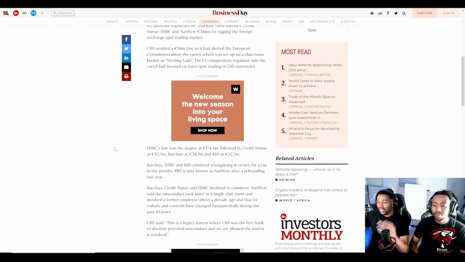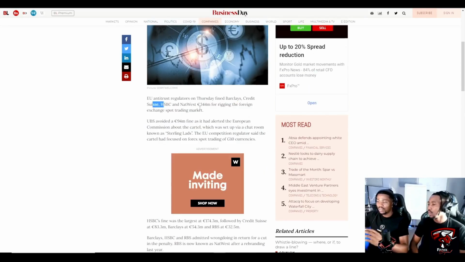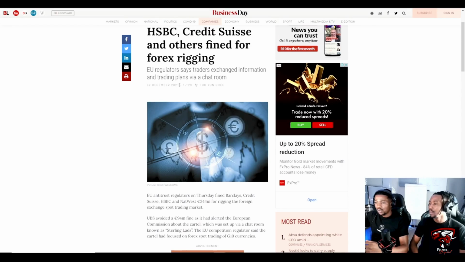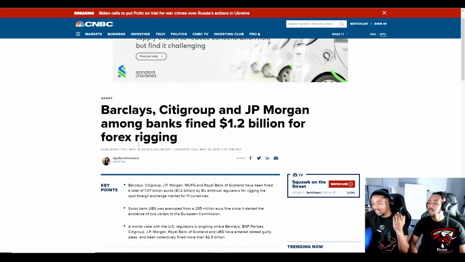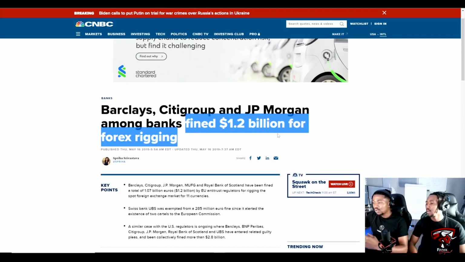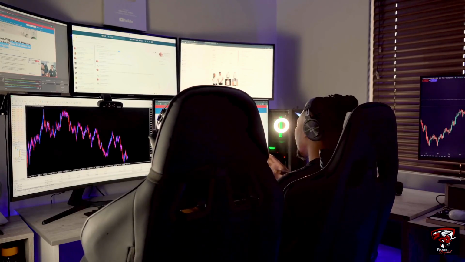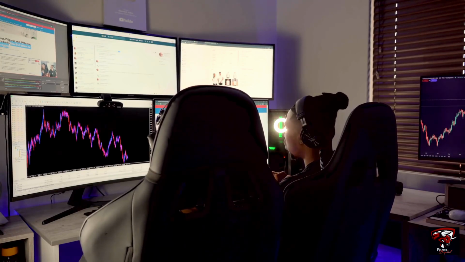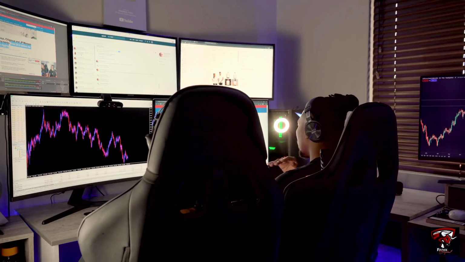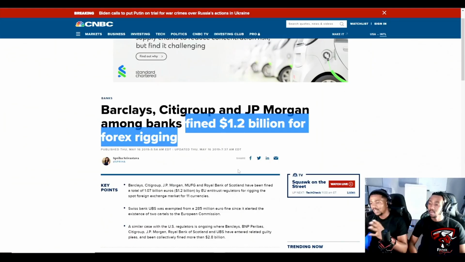You can see here, guys, HSBC, Barclays, Credit Suisse, all these banks were fined for Forex rigging, and this was in 2021. This is very recent, and it's been going on for many years. Even in 2019, the same thing happened, and they were fined a total of 1.2 billion for Forex rigging. So as long as we know these things are happening, we're going to know how to combat them, how to win and how to profit by following the 5 steps we're going to share in this video.